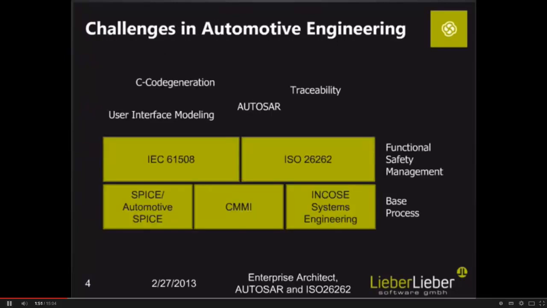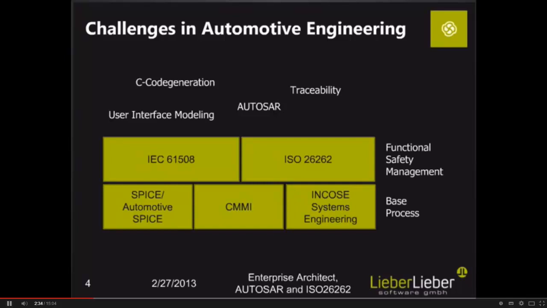In automotive engineering, you have many challenges for the development. At the base, you have different process models and process norms you have to fulfill, like SPICE or Automotive SPICE, or CMMI, or perhaps the INCOSE systems engineering process. On top of these base processes, you have further norms for functional safety management, like the IEC 61508 or the ISO 26262, containing special requirements for functional safety management.